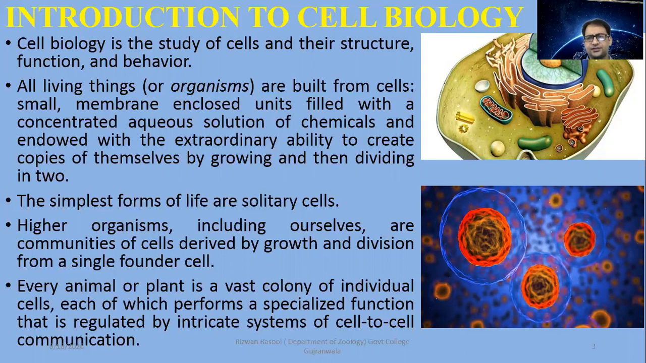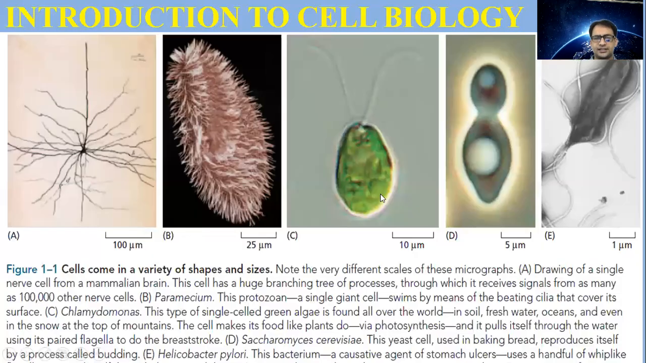The simplest forms of life consist of single cells known as unicellular organisms, while higher organisms have billions as well as trillions of cells within a single body. There also exist some simple aggregations, which are known as colonial organisms. Here is some of the variety in shapes and sizes of cells.